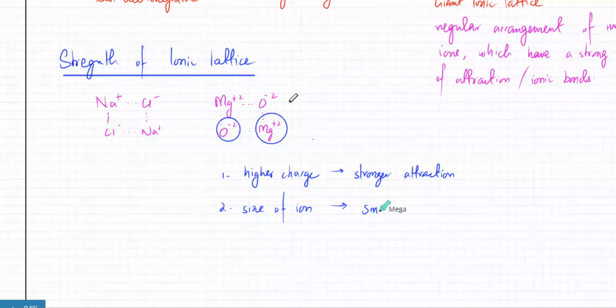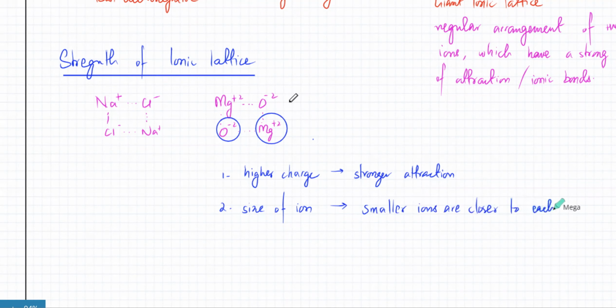Imagine marble balls present in a glass jar. If there are smaller marble balls, they would be more tightly packed, they would be closer to each other. So smaller ions are closer to each other, meaning when they form the lattice, they are going to be closer to each other, and they would be more tightly packed. So that would lead to more attraction as well.